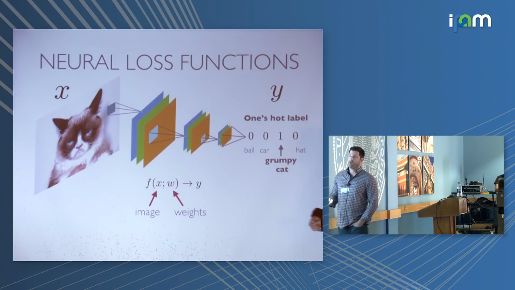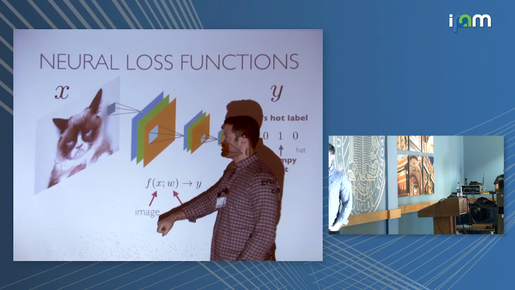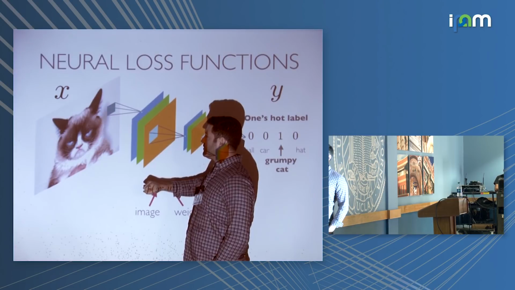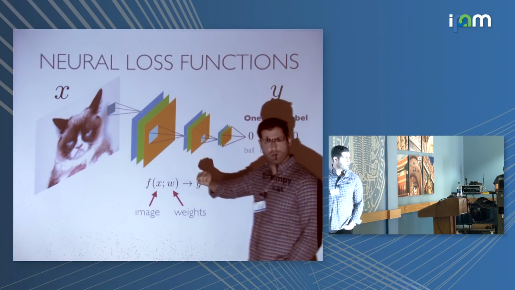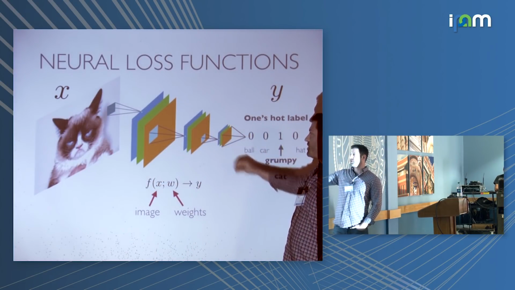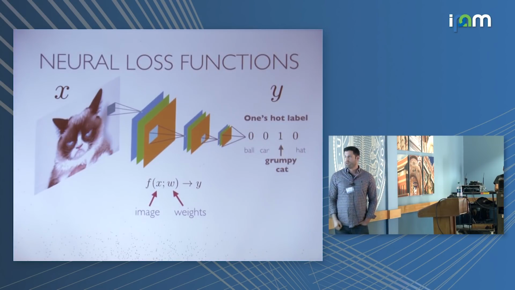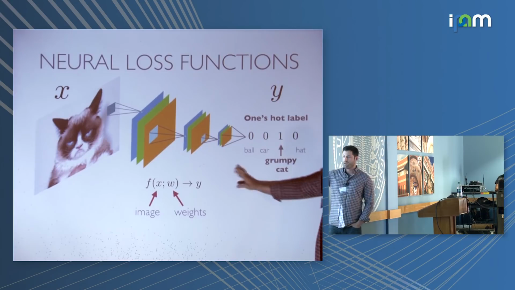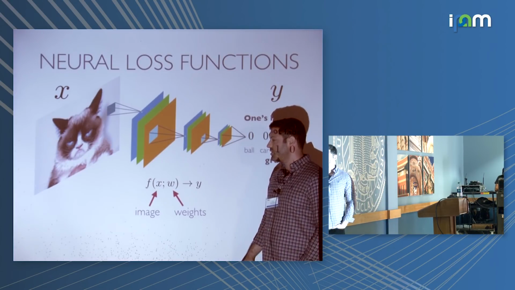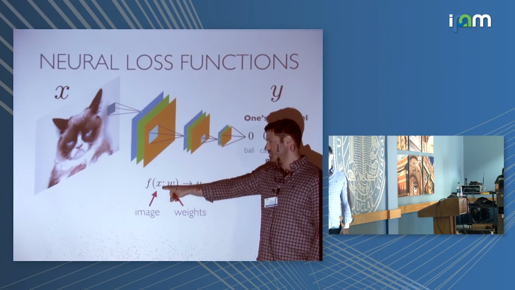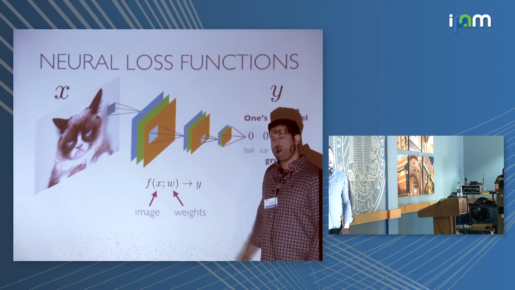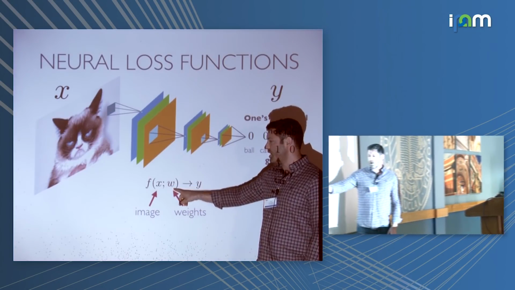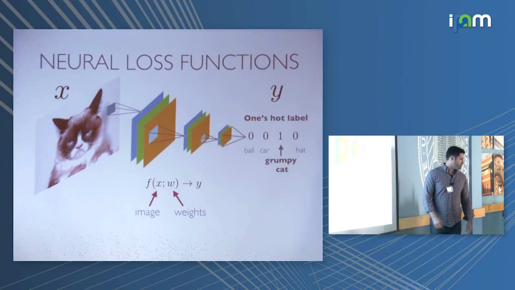a neural net, at least in the computer vision context, takes in some image. If it's sampled from the internet, it's probably a cat or something like that. You pass it through a bunch of convolutional filters and it spits out a label. So in this case, it says we're looking at Grumpy Cat. And so you can think in some abstract sense of a neural network as a function that maps images, X, onto labels, Y. And it has some set of parameters, W, that are called the weights.